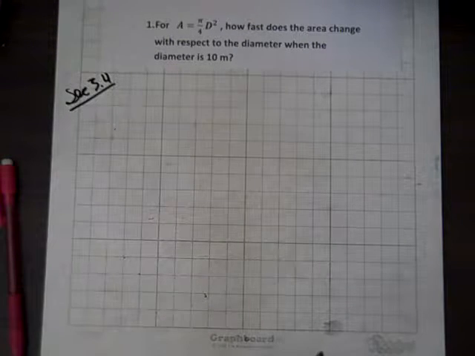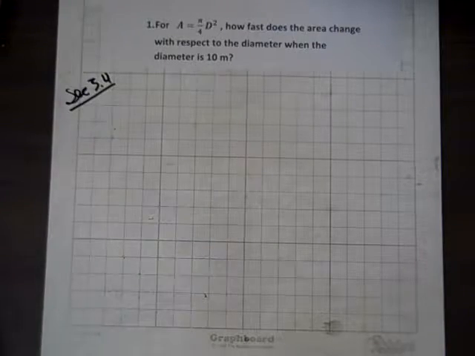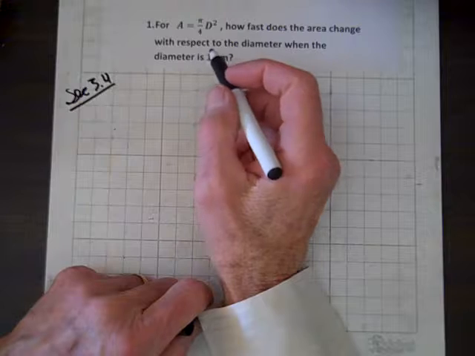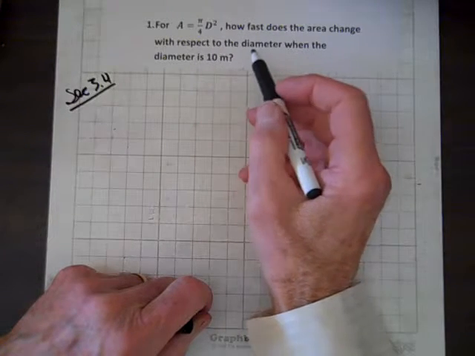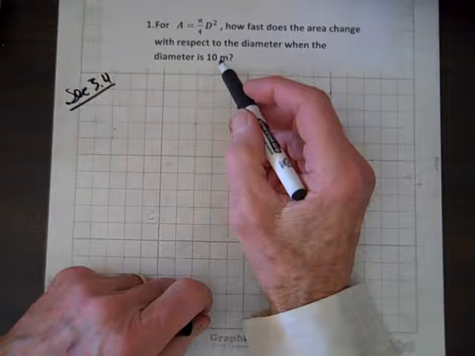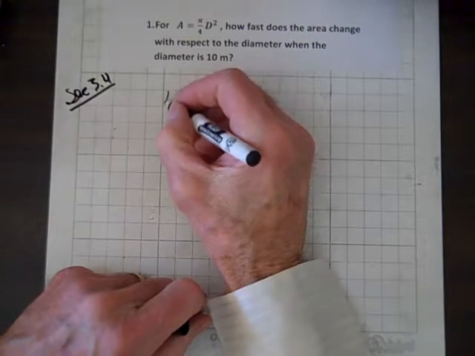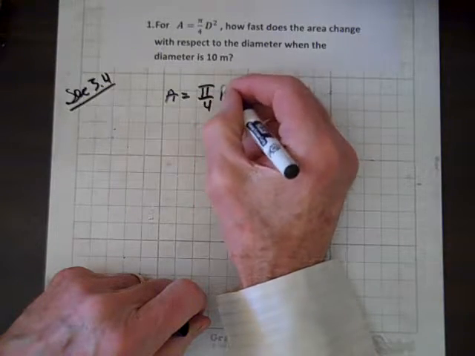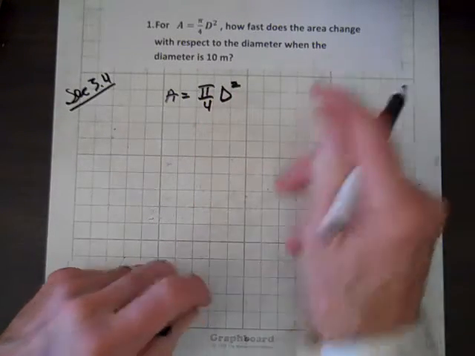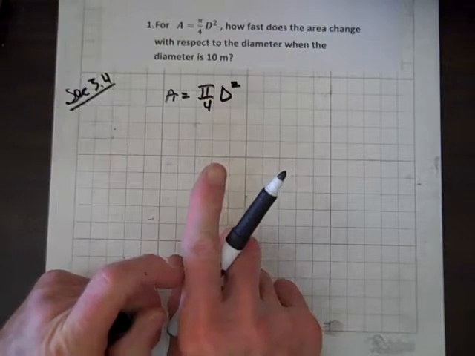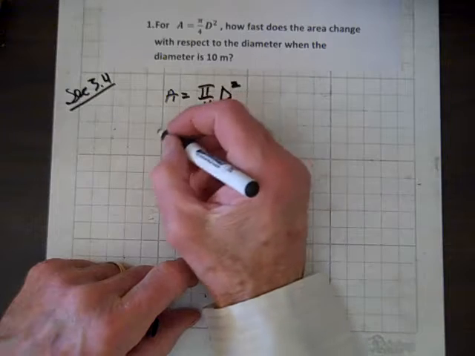Well, for the first question on the worksheet, section 3.4, it says the area of a circle is pi over 4 d squared. So area equals pi over 4 d squared. And how fast does the area change with respect to the diameter when the diameter is 10 meters?